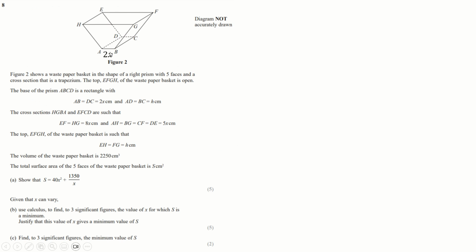Question 8 is, okay, so they've given me AB equals DC. I'm just going to label this all on the picture. AD is H, and so is BC. And then there's some more labeling to do, which is this and this. And okay, so the top is such that this is H as well. So yeah, this is also H.